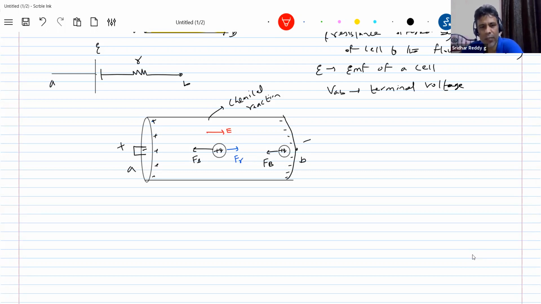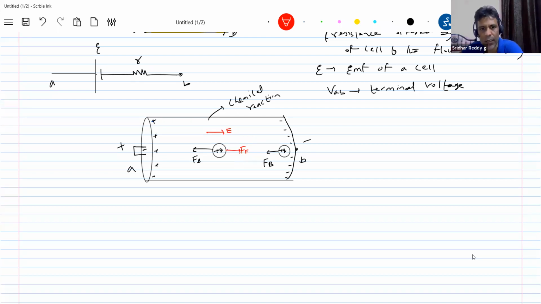This electrostatic field is set up. In what direction will this electrostatic field exert a force? It will exert a force in this direction, called Fe. For the time being, this resistance force, I'll take it out. I'll introduce it later on.